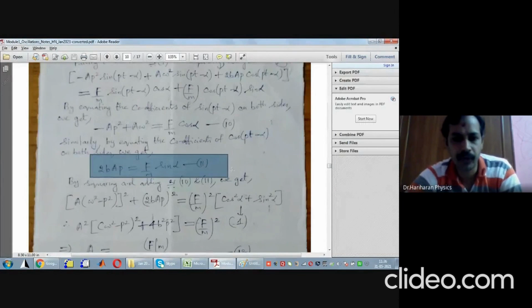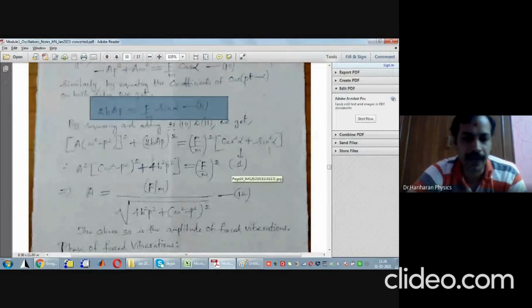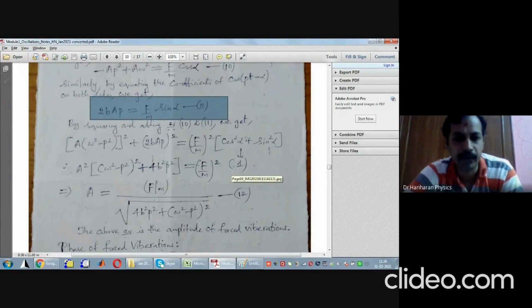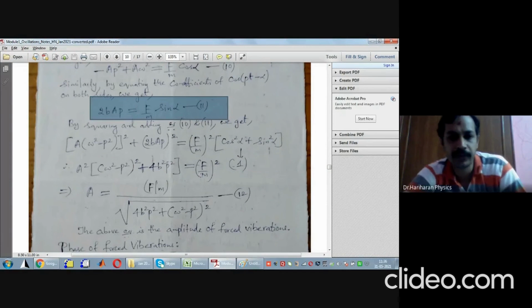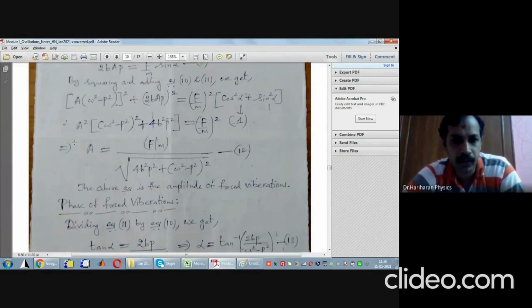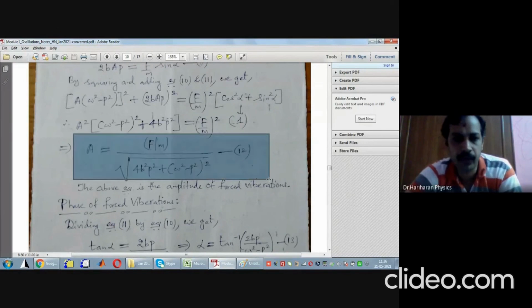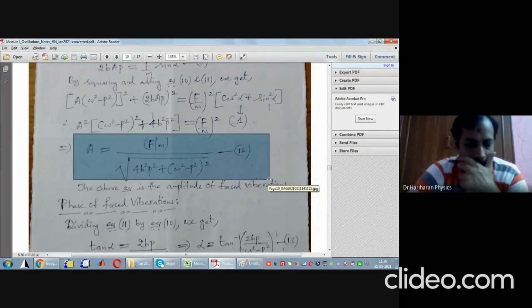Now look here, what is the goal? The goal is to find the amplitude and then the phase alpha. So how do I find the amplitude? All you have to do is simply square and add the equations. If you square and add the equations, you're going to get this equation, that is, amplitude will be equal to f by m divided by square root of 4b square p square plus omega square minus p square whole square.